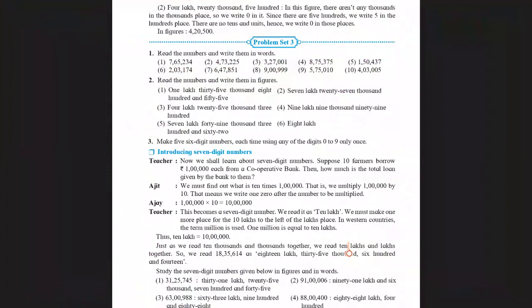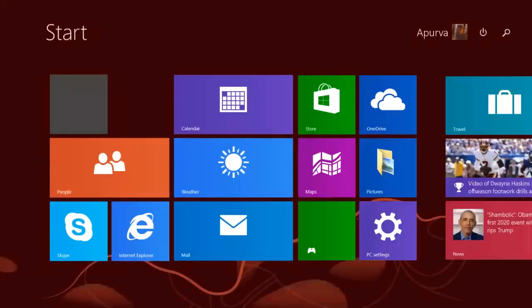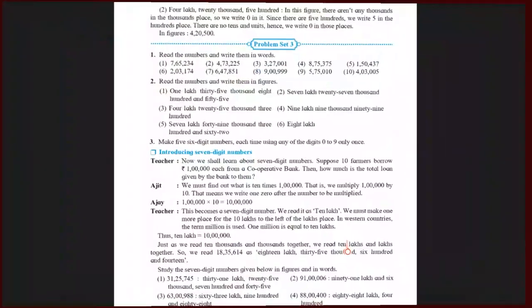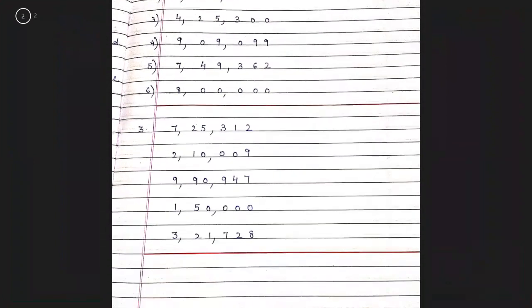Make 5 6-digit numbers each time using any of the digits 0 to 9 only once. So what it means is, from 0 to 9, you can choose any number and you have to make 6-digit numbers. So you can put numbers in any of those places and make 5 numbers.